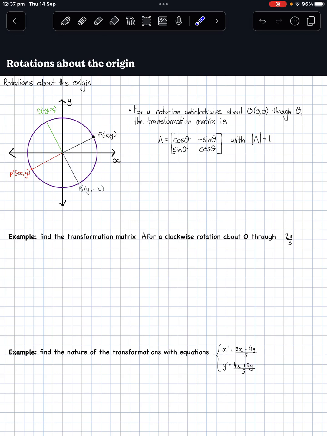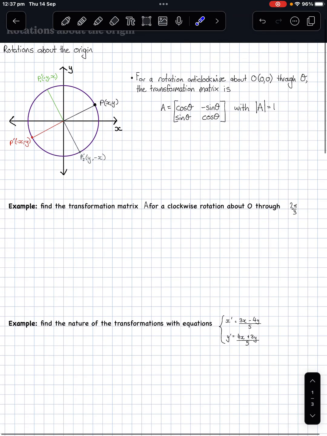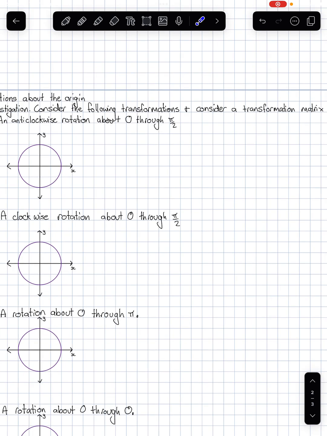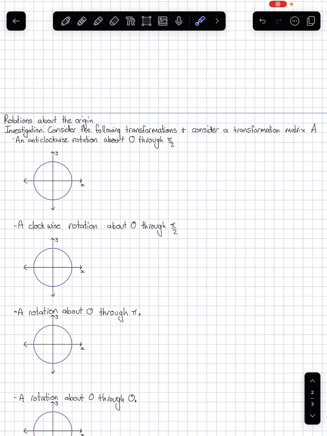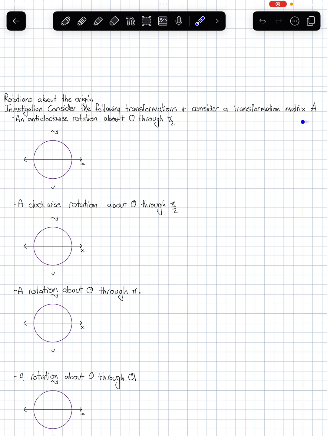All right, so we're jumping into rotations about the origin. We've previously done linear transformations, and this is sort of from our text, but let's go into the investigation first so we can consider it. If you've already done this, you could jump ahead in the video to when I go back up. The investigation asks us to consider the following transformations and a transformation matrix A.